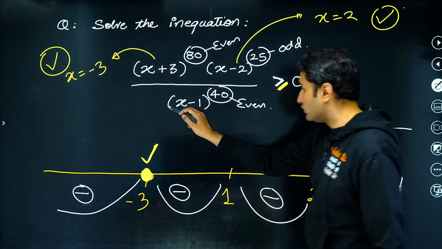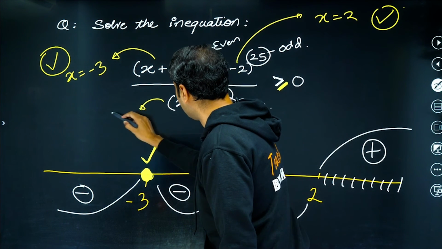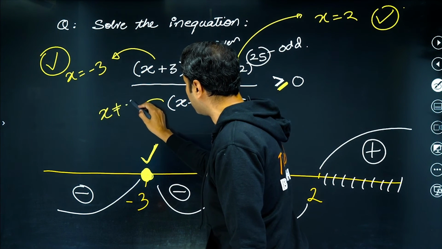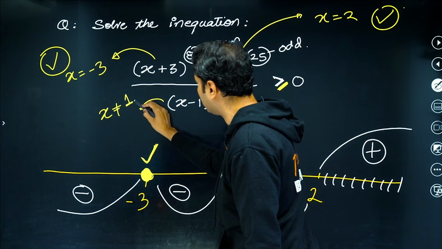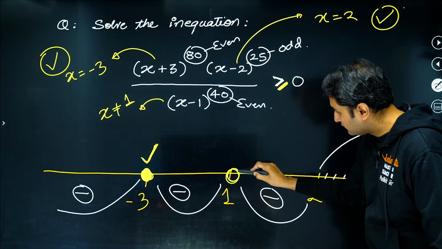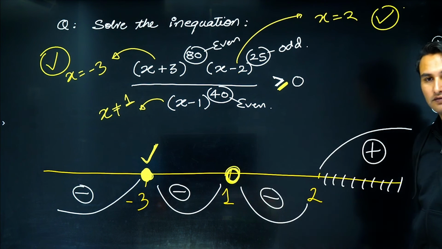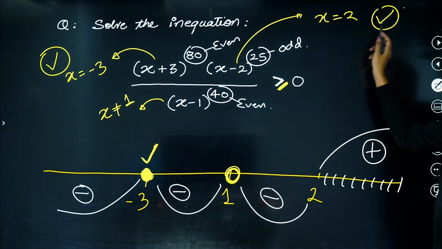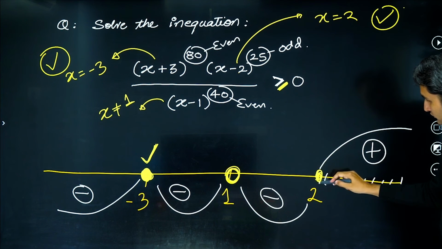Do I want 1? No. Denominator cannot be 0. It means x cannot be equal to 1. Right? So at 1 there is definitely a hole. There is a hole at 1. Okay. 2, I am okay with 2. I can include 2.